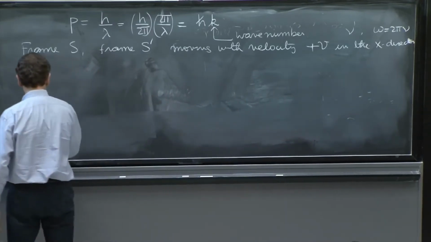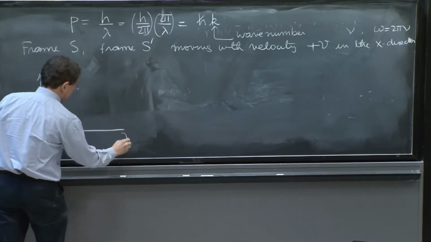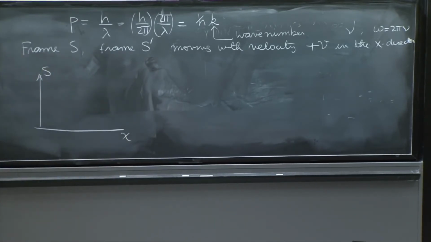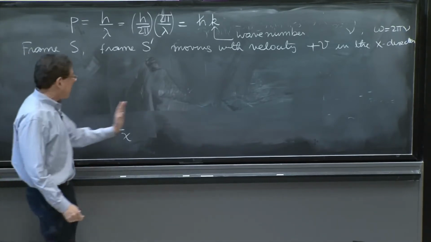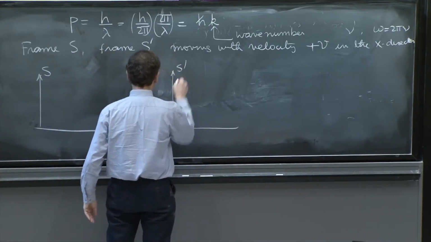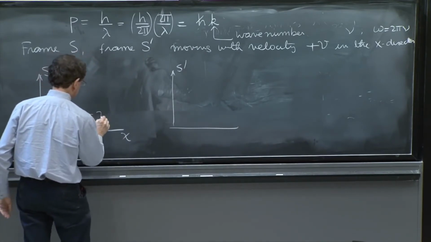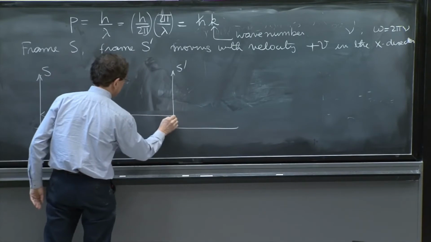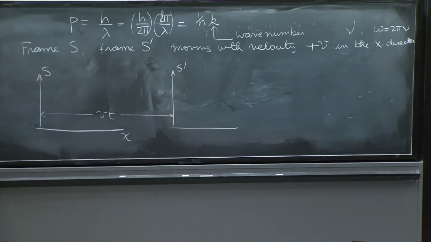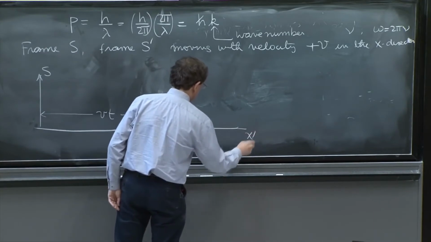We'll have one frame here, that's the S frame, and that's the x-axis of the S frame. And the S prime frame coincided with the S frame at time equals 0, and now it's moving, so it's now over here. It's S prime. It has moved a distance vt. It's moving with velocity v, and there's t. And S prime has an axis x prime.